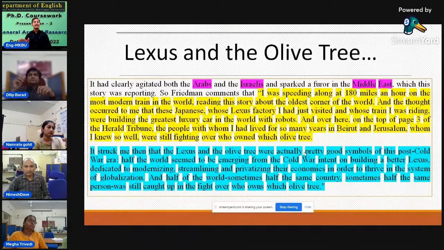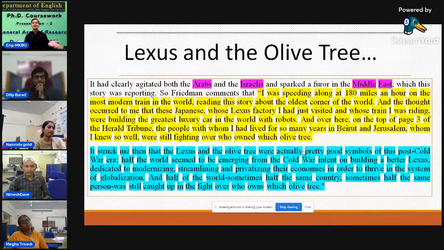At the same time, there is another world too, the half of the world, sometimes half of the same country, sometimes half of the same person, still caught up in the fight over who owns which olive tree. On one side, a person or even a country is itself divided over who owns which olive tree. So you may wonder what the olive tree is, what the olive tree represents.